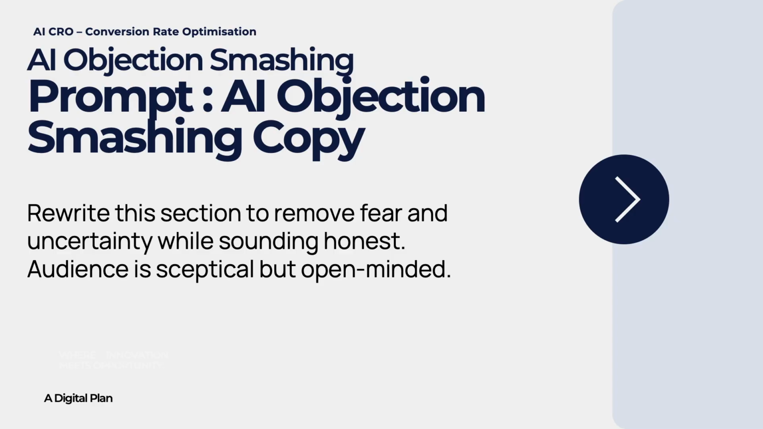Prompt: AI objection smashing copy. People have objections, and this is going to smash those out the way. Rewrite this section to remove fear and uncertainty while sounding honest. Audience is skeptical but open-minded. What that will do is look at your page and say, right, you've got these objections, let's smash them, and it will make it so the person feels safe buying from you, and that you're honest.